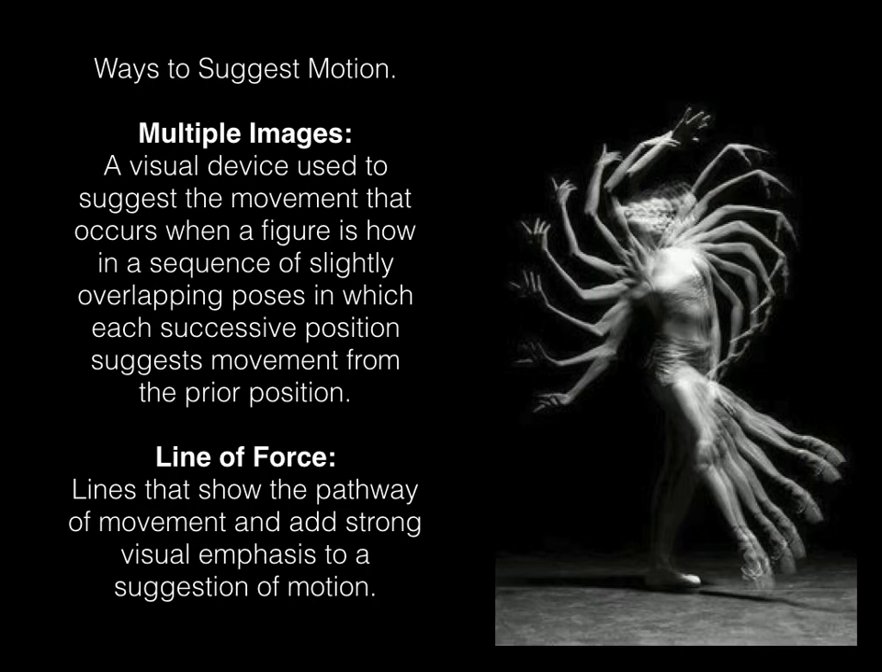Another way to suggest motion is multiple images. Multiple images is a visual device used to suggest the movement that occurs when a figure is in a sequence of slightly overlapping poses in which each successive position suggests movement from the prior position. So we see this dancer over here, and we can see where her arms started and where they're going. We can see where her leg was. We can see the arc of her movement in that dance. And it's based on these multiple images laid on top of each other. In a comic book, there are images right next to each other, but these are all stacked right on top of each other, creating this feeling in just one figure.